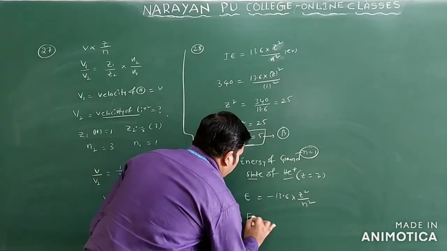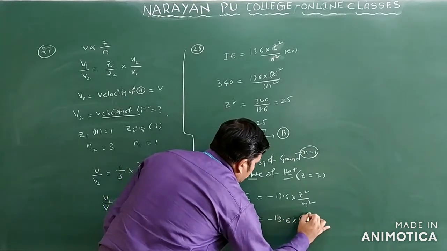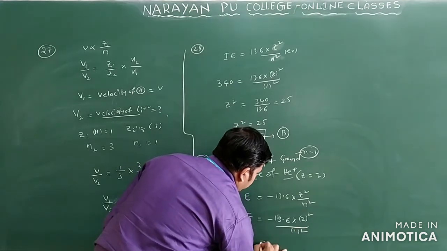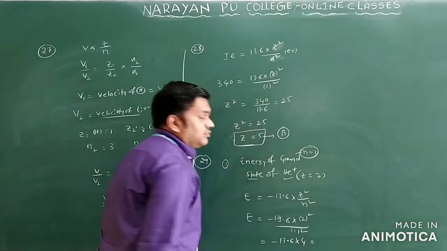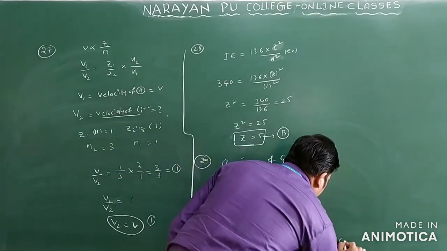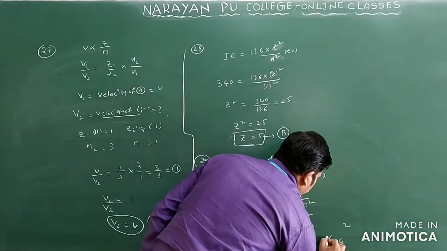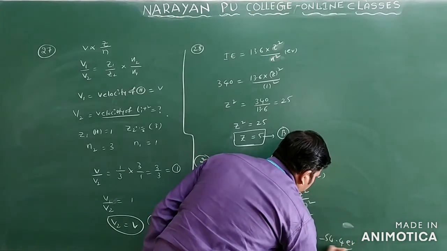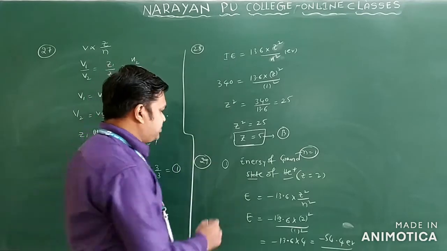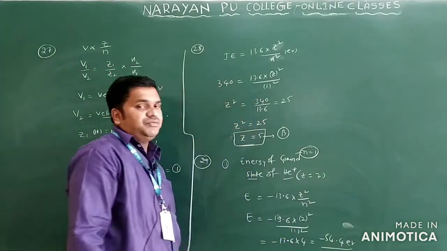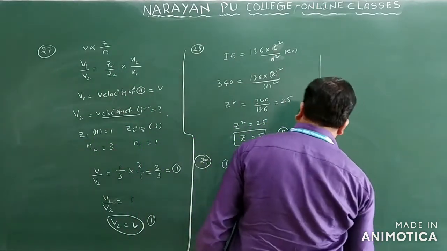Now you write E is equal to minus 13.6 into 2 square by 1 square, minus 13.6 into 4 we have. Clear? So you can multiply this one, this is 24, and 2 we have, this is 4 we have, and you will get minus 54.4 electron volts. So we get the option 1 answer: minus 54.4 electron volts. This is the first option.